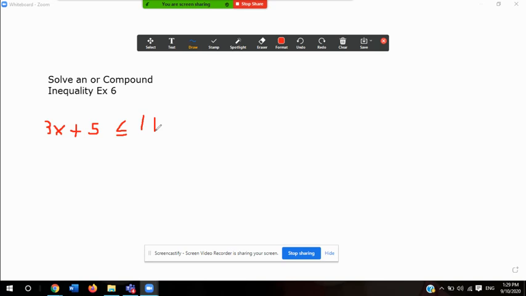And 5x minus 7 is greater than or equal to 23. So what we're going to do is solve each inequality individually, and we're going to have on the same number line two different possible solutions. So that's why it's called an or compound inequality.